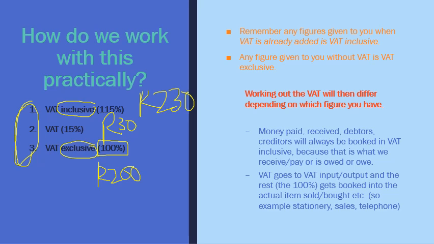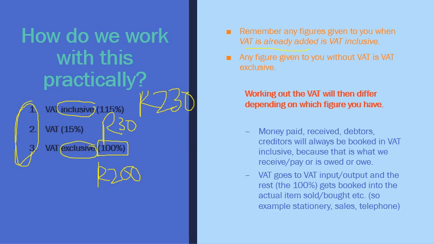Okay, so towards the right of the slide, just again some terminology. If you are given figures and they tell you that VAT is already added, that means it's VAT inclusive. It means it's 115%. Okay. Any figure that they give you without VAT is VAT exclusive, which means it's actually equal to 100%. Okay, the reason why this is relevant is because you need to know how to get from VAT exclusive to VAT inclusive. You need to know how to get from VAT inclusive to VAT exclusive and work out the VAT, obviously, because the VAT is relevant, because the VAT tells us how much we need to pay over to SARS or claim back from them, depending if it was a purchase or an income.